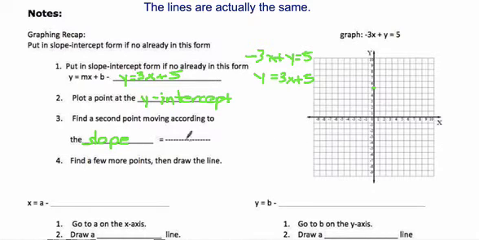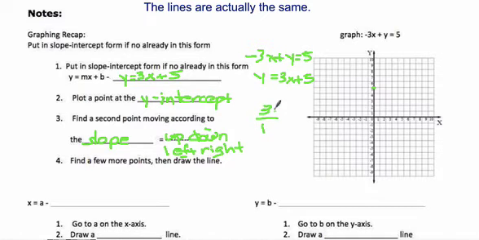Put a dot. And then find a second point by moving according to the slope. Okay, and our slope, always remember the number on top is the up or down, and then the number on the bottom is the left or right, with the down and the left being negative directions. So if I have the slope of 3, let's make this into a fraction. So I have 3 over 1.